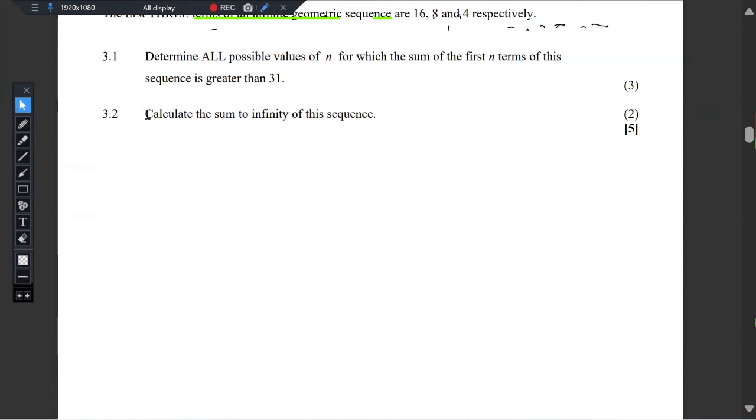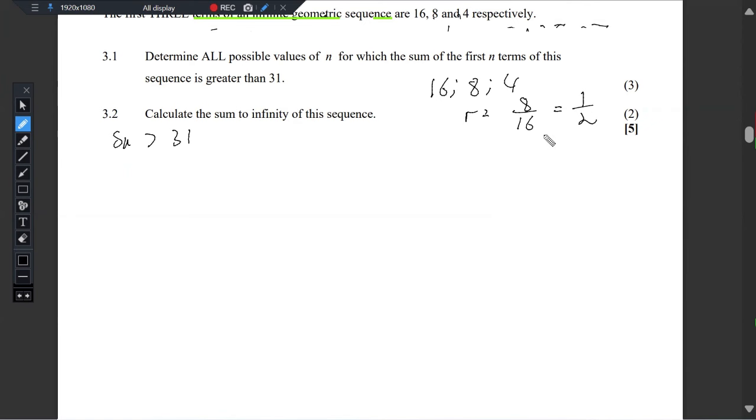So we can simply do that by saying Sn is greater than 31. But then we know that our n, so remember we have 16, 8, and 4. So let's find the value of r first. The value of r, t2 divided by t1, is 8 divided by 16, which gives us 1/2. The reason I'm looking for the value of r first is because this will help me determine the type of formula that I need to use.